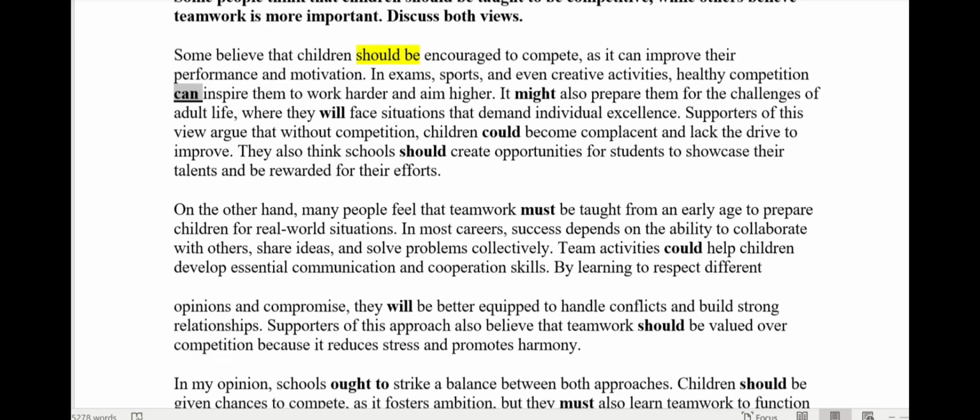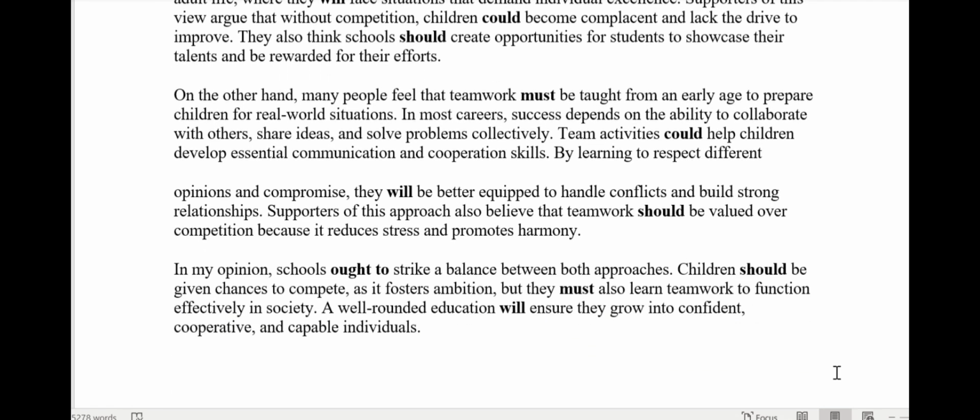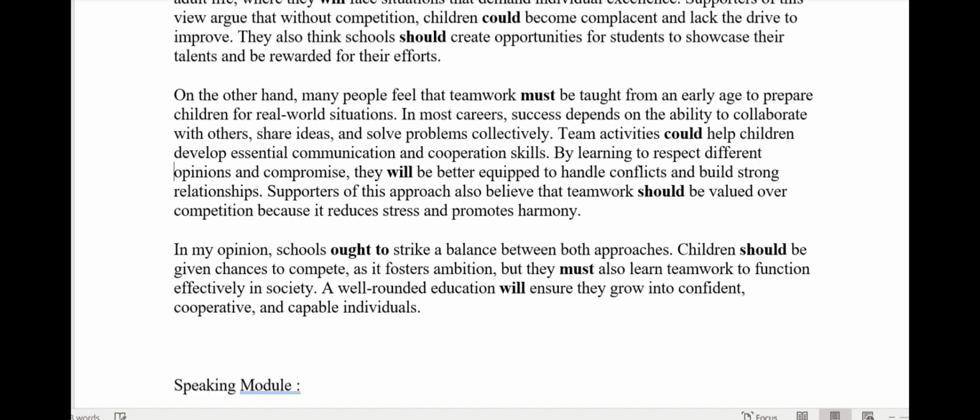Right. The second paragraph. On the other hand, many people feel that teamwork must be taught from an early age to prepare children for real world situations. In most careers, success depends on the ability to collaborate with others, share ideas, and solve problems collectively. Team activities could help children develop essential communication and cooperation skills. By learning to respect different opinions and compromise, they will be better equipped to handle conflicts and build strong relationships.